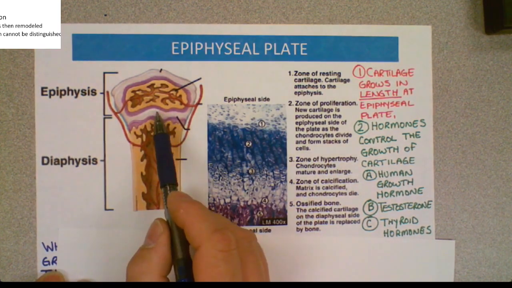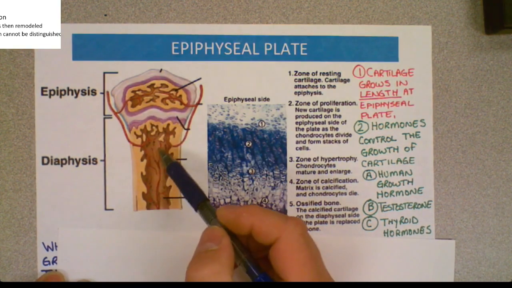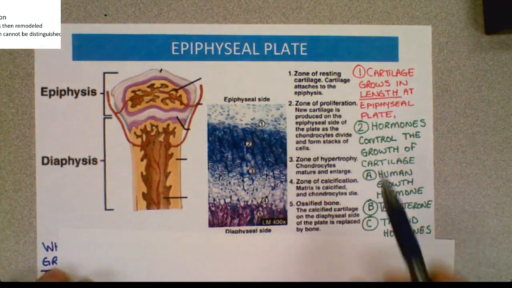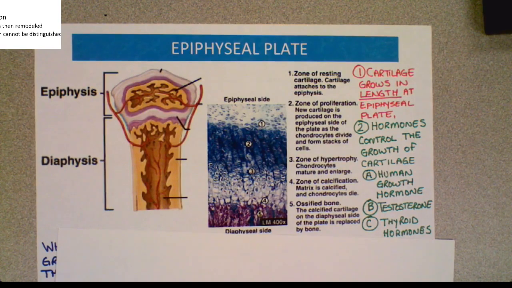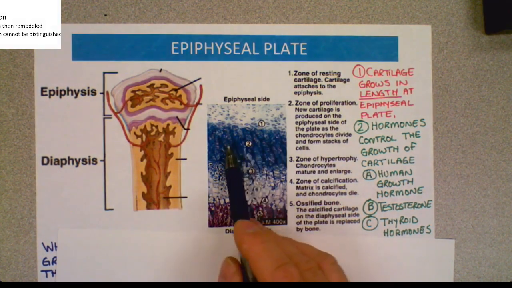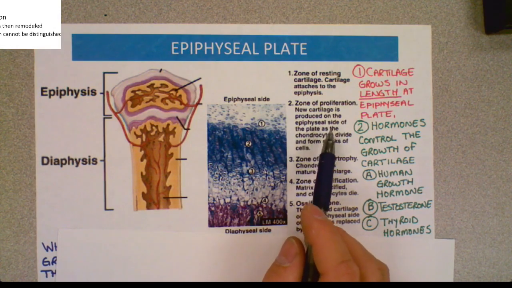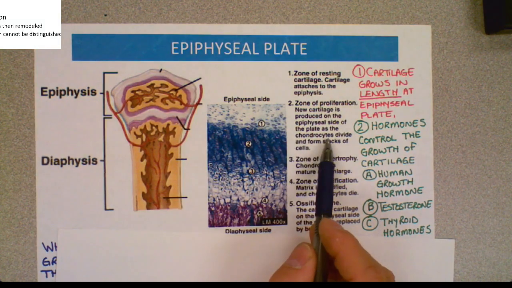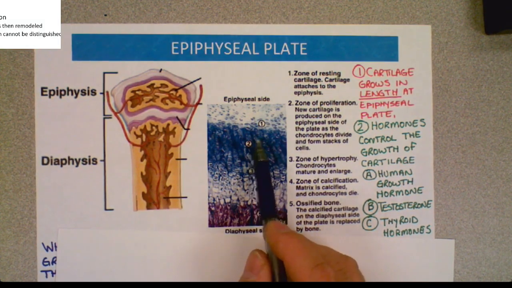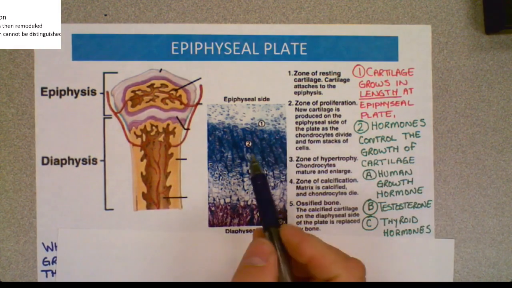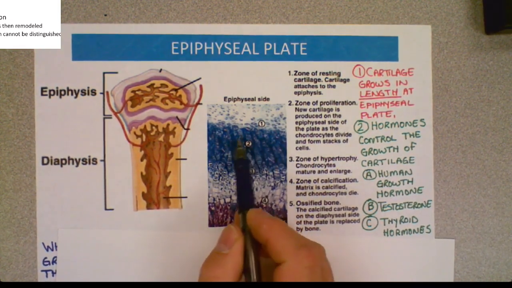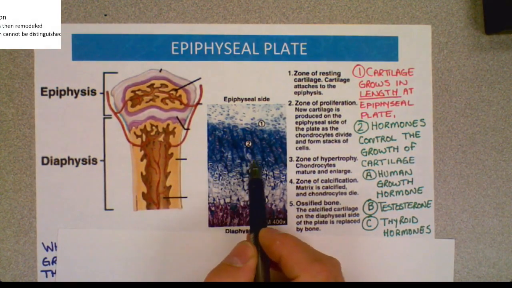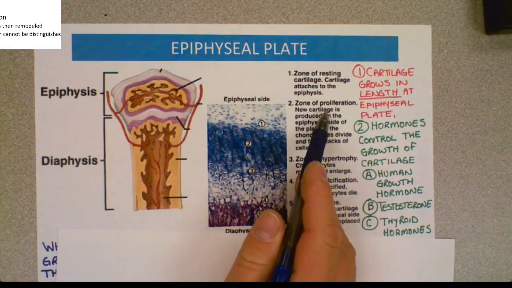Well, then a little bit deeper towards the diaphysis, we've got this other strip of cartilage called the zone of proliferation. Proliferation means growth. So new cartilage is being produced in this area, and it is forming chondrocytes. Those are cartilage cells that are dividing and making stacks of cells. So we have mitosis going on. We're creating new cartilage chondrocyte cells, and these chondrocytes are multiplying in this zone of proliferation.